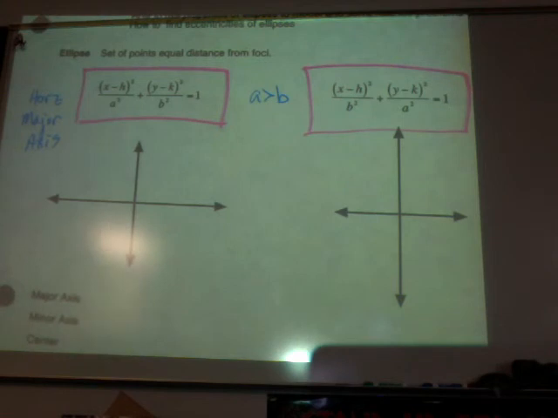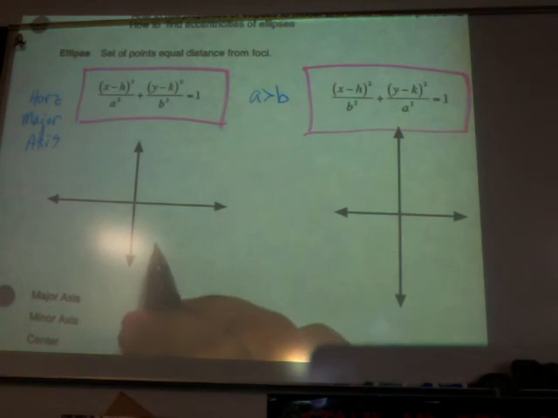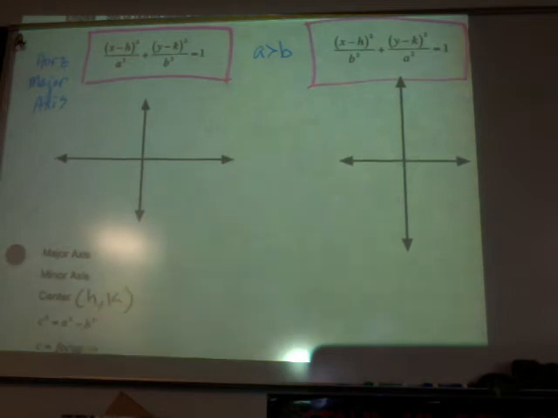My vertex is, what do you think? My vertex. So my vertex, see down here we have center? Center, I guess it's not a vertex. We call it the center. We have other things called vertices. So your center, just like on the circle, is (h, k), just like the vertex on the parabola, right? So that's easy to find. And again, it's the opposite signs.